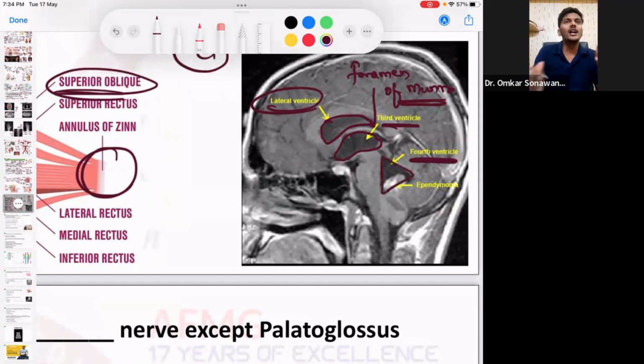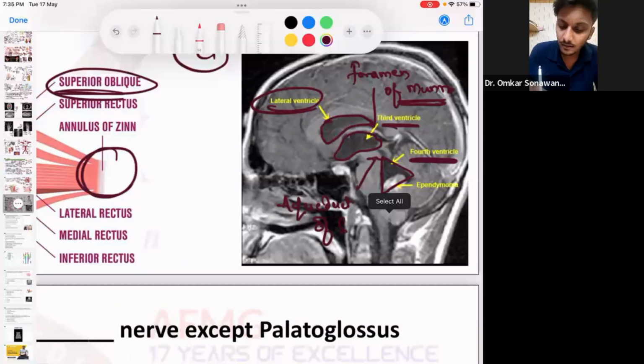The connection between the third ventricle and fourth ventricle is known as the aqueduct of Sylvius. Between the lateral and third ventricle is the foramen of Monro; between the third and fourth ventricle is the aqueduct of Sylvius. They can ask this question, so mark it. Questions on ventricles have been asked before, and the aqueduct can also come up.